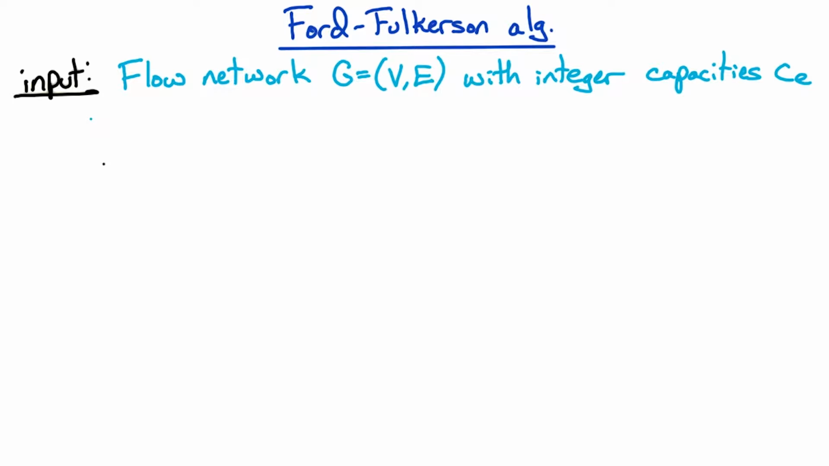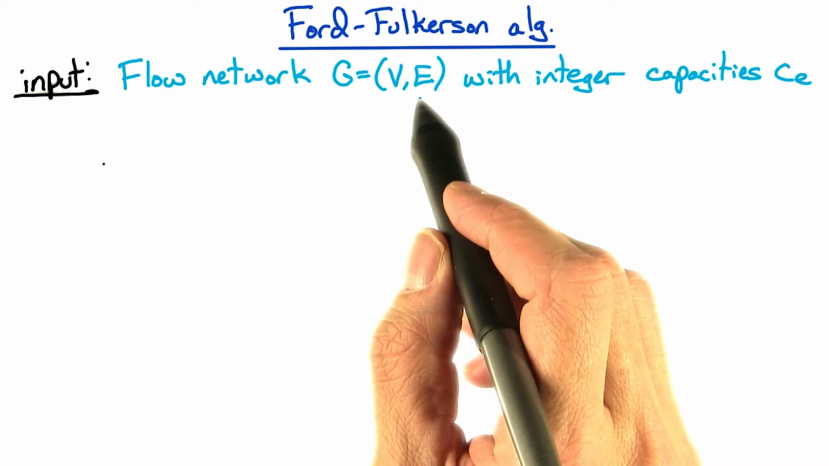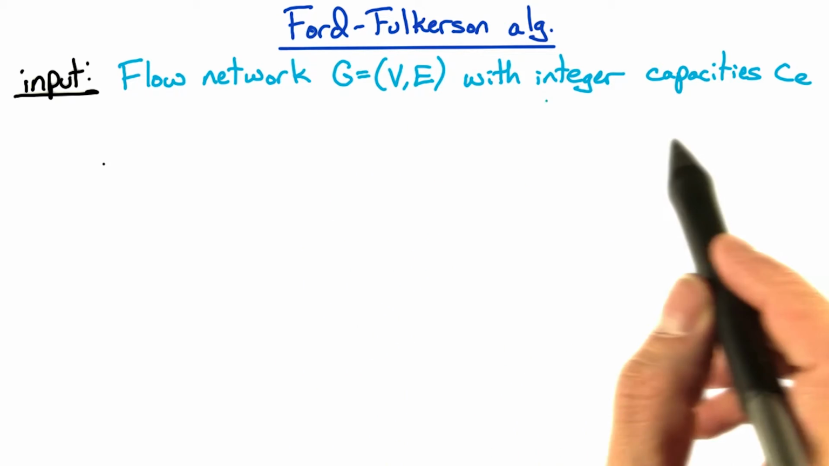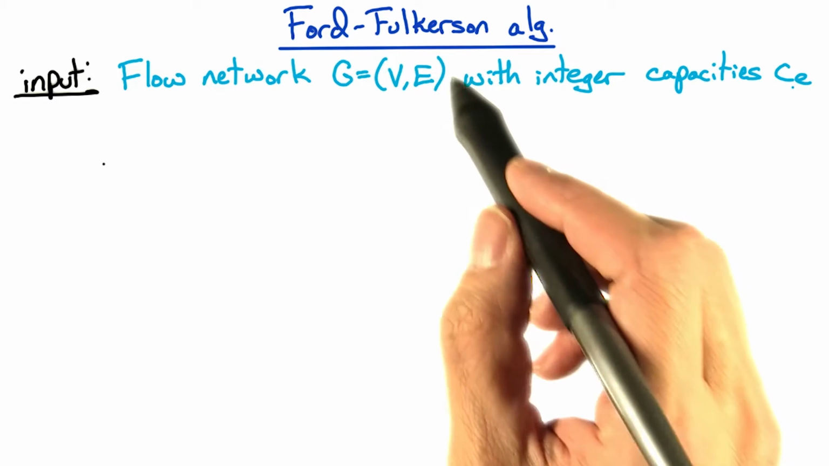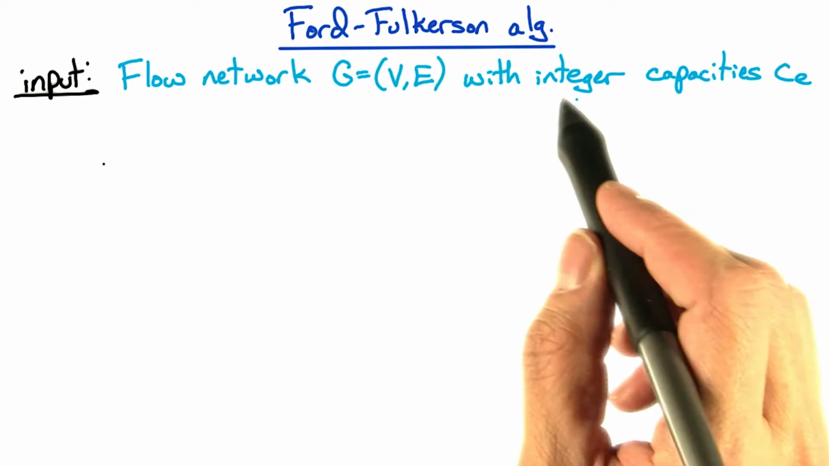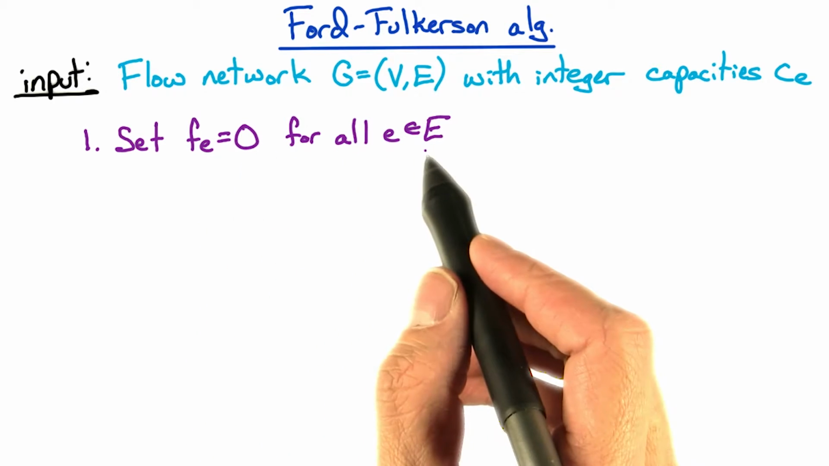Let's start with the Ford-Fulkerson algorithm. Recall the input to the Ford-Fulkerson algorithm is a flow network, which is a directed graph with capacities along the edges, specified by C sub E. And for the Ford-Fulkerson algorithm, we assume that these capacities are integer values. Now we start off by setting the flow to 0 along every edge of the graph.